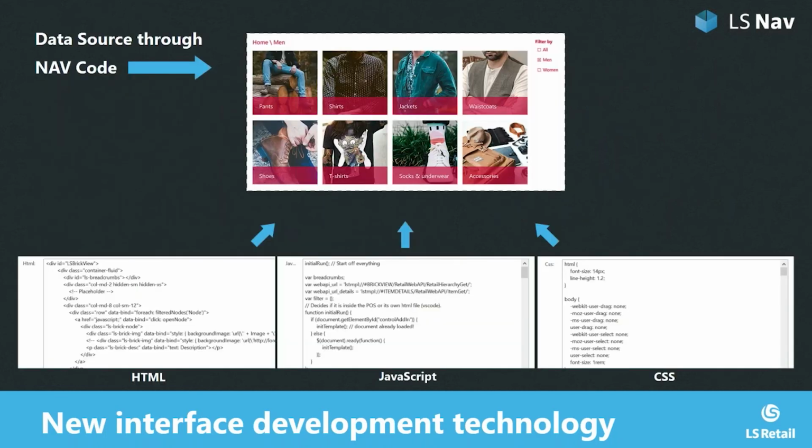Data source for the panel is NAV code. The panel contains 3 components: HTML code, JavaScript code, and CSS code. We designed this to work for 95% of our customers, but if needed, partners can use this code to change the look, feel, and behavior of the panels as needed.